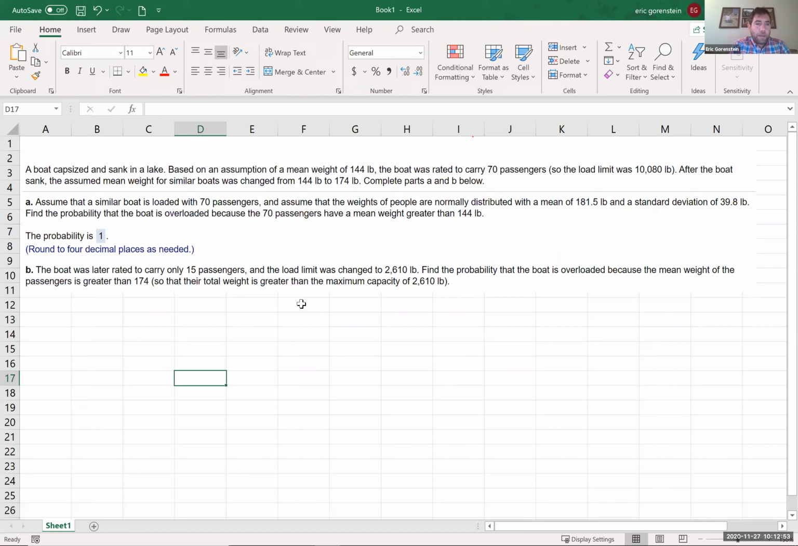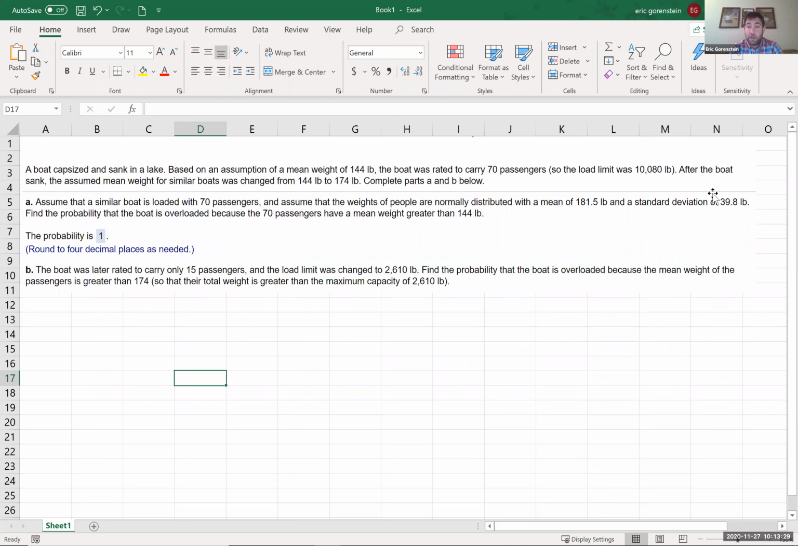So a boat capsized and sank in a lake based on the assumption of a mean weight of 144 pounds. The boat was rated to carry 70 passengers. After the boat sank, the assumed mean weight for similar boats was changed from 144 to 174. Okay, so for part A, assume that a similar boat is loaded with 70 passengers and assume that the weights of people are normally distributed with a mean of 181.5 and a standard deviation of 39.5.